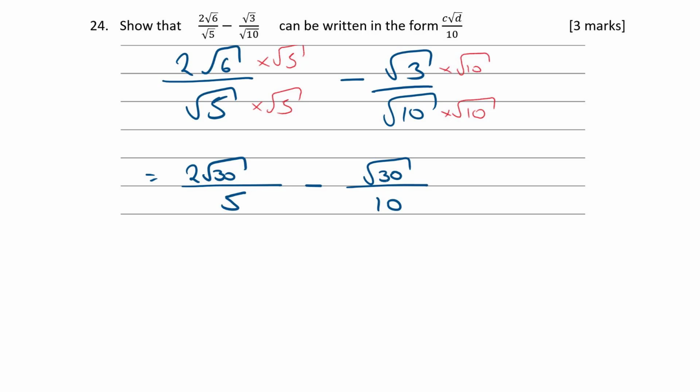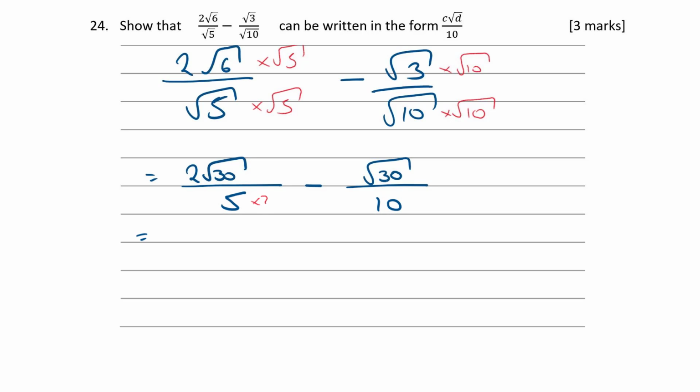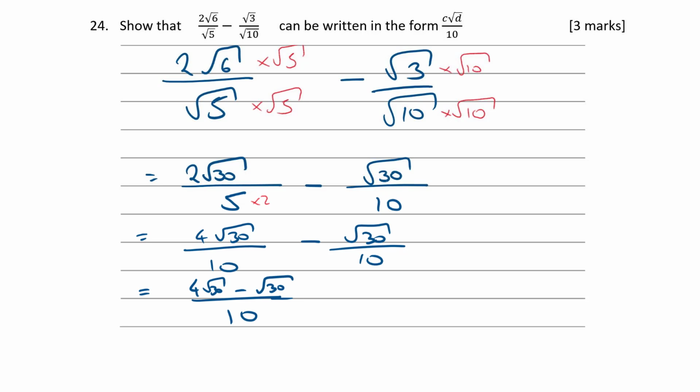Okay, so if I double up that first one, if I times top and bottom by 2, it should give me a denominator of tenths then, shouldn't it? So that's going to give me 4 root 30 over 10 minus root 30 over 10. Now I can put them over a common denominator of 10, because they've both got a denominator of 10. And to do that, I just need to subtract the numerators. So 4 root 30 minus root 30 over 10.